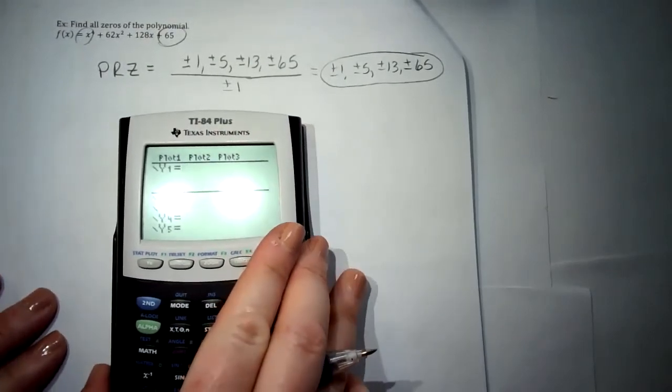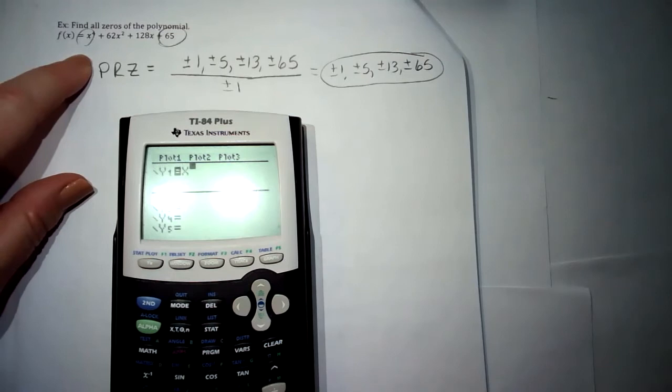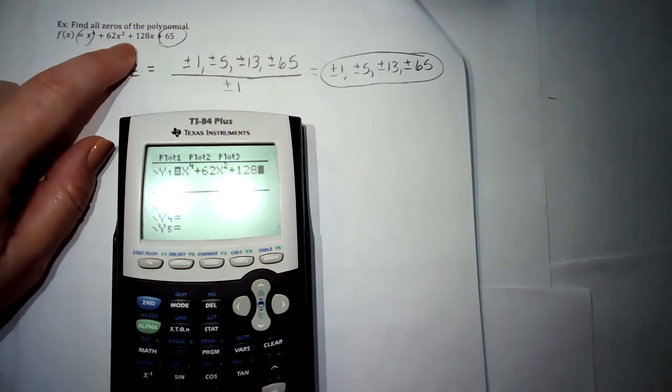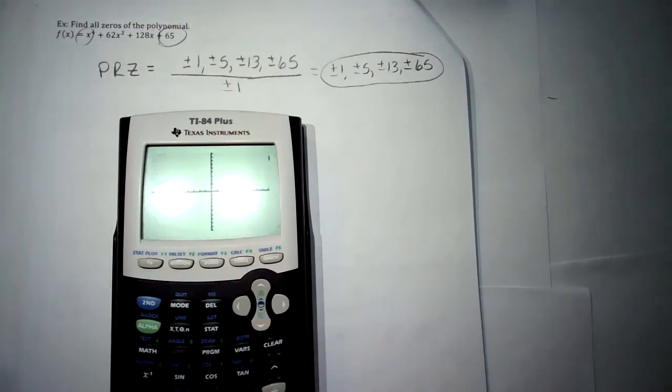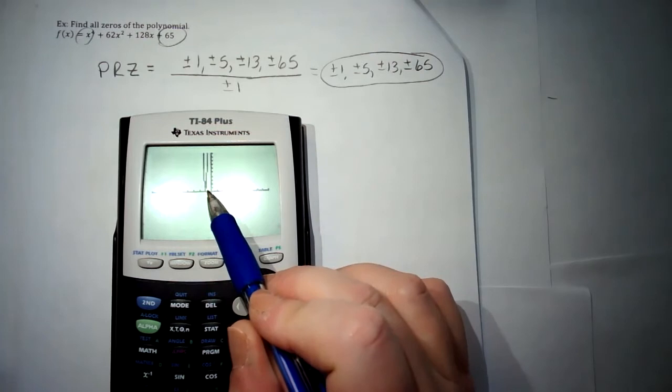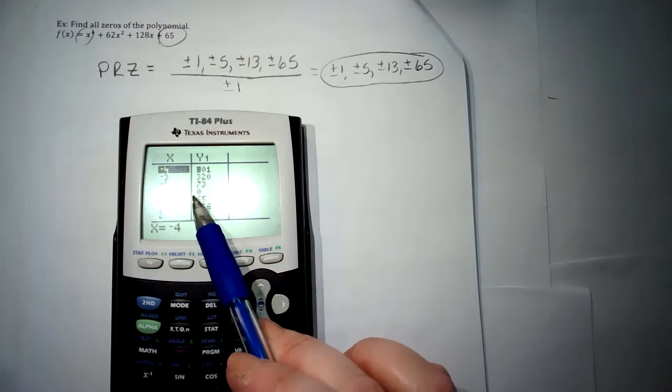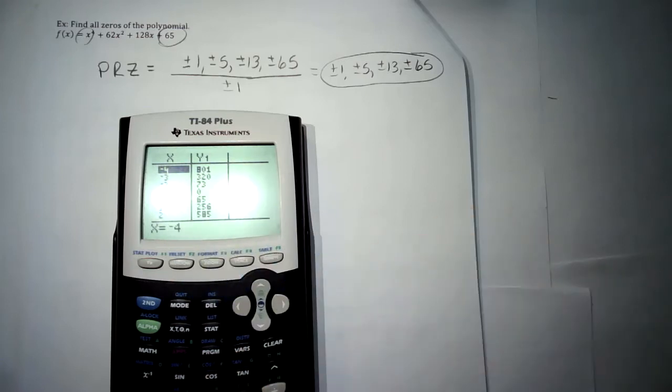I'm going to throw it in my calculator so I have a starting point. So I'm going to put in x to the 4th plus 62x squared plus 128x plus 65. And I'm going to graph. I should see 4. All right. I don't see 4. I see 1. If I go to my table, sure enough, -1 seems to be the only 0 that I see. Why can't I find 4 when I'm supposed to have 4? Okay, let's go back to the graph and talk about this.